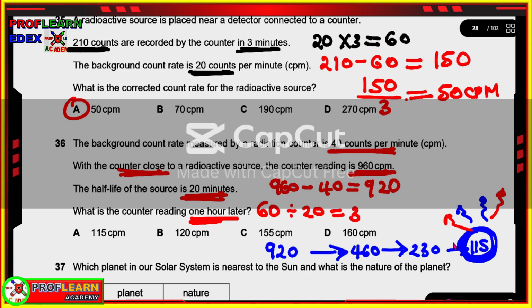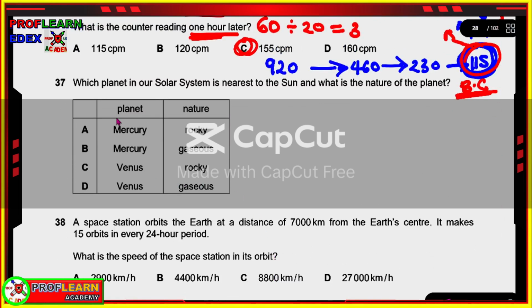So this is the counting from the radioactive source, per minute. But at that point, when this count rate is going to be read, there will also be background count. So which means again on this we shall say now it will be 115 plus 40, the background count, which is going to be 155, and that becomes our answer, C, at that given point. Question number 37, which planet in our solar system is nearest to the sun, and what is the nature of this planet? That is Mercury, and it's rocky.